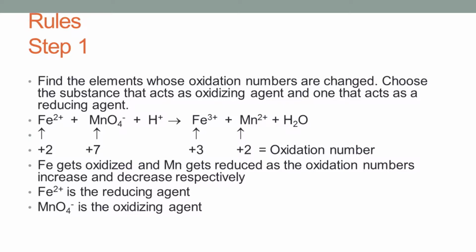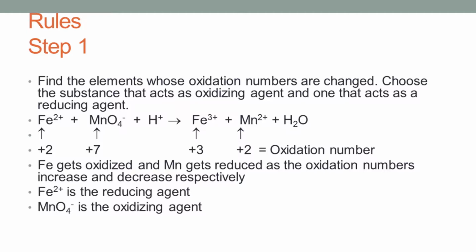In this case, you'll find the oxidation number of Fe in the reactant side is +2. The oxidation number of Fe in the product side is +3. Therefore, iron is the ion that undergoes oxidation from +2 to +3, which involves loss of an electron.